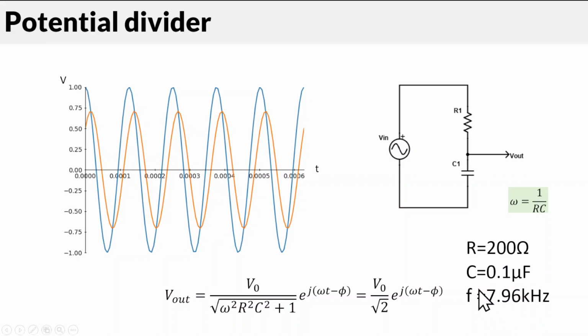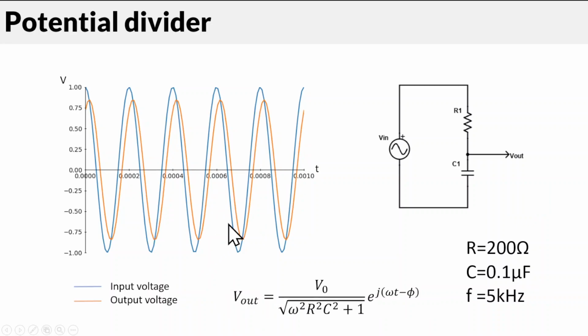7.96-ish kilohertz. So at this particular point, the amplitude of the output is the input voltage divided by root 2. And this phase angle here is going to be 45 degrees. And you can maybe see that the peak of the orange is about halfway between the intercept and the peak of the blue in the time axis.